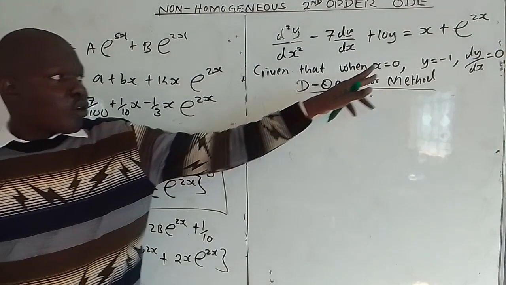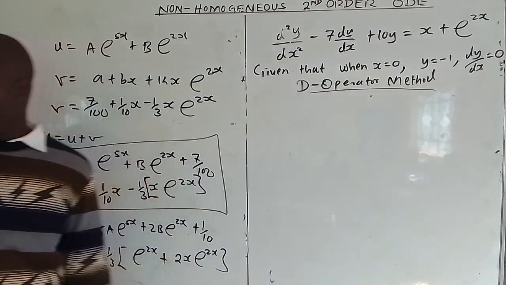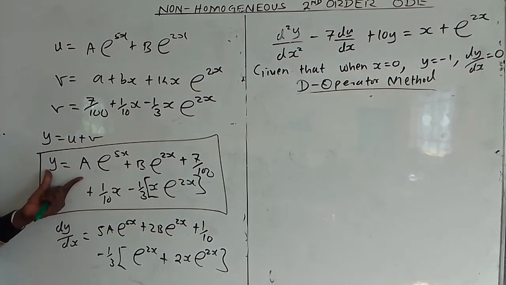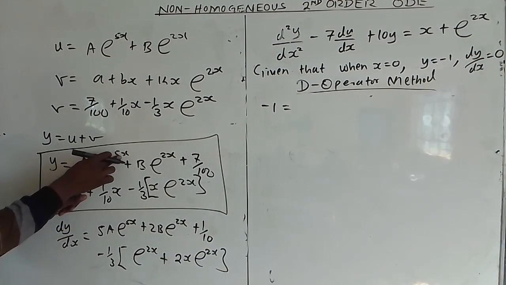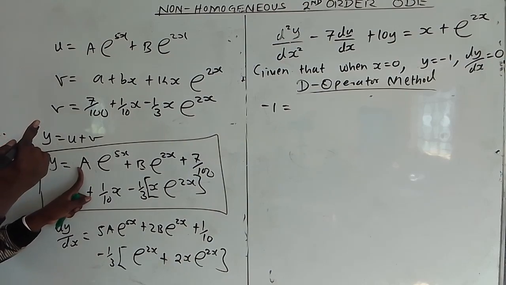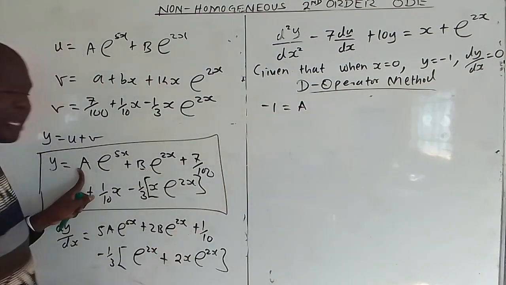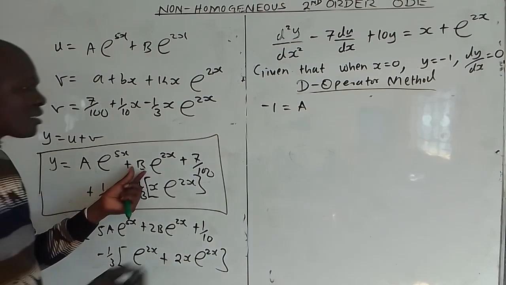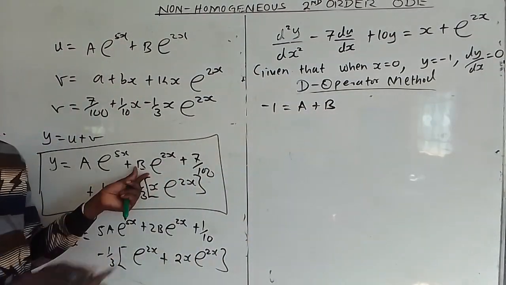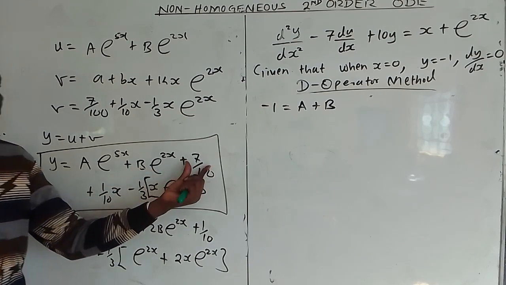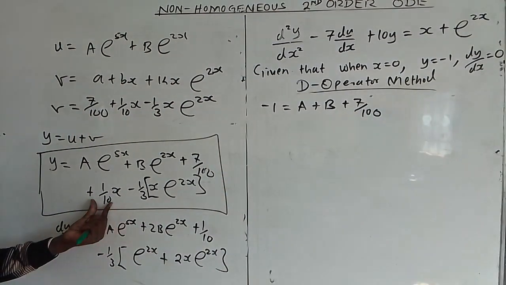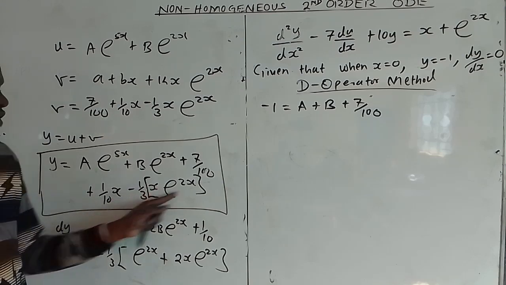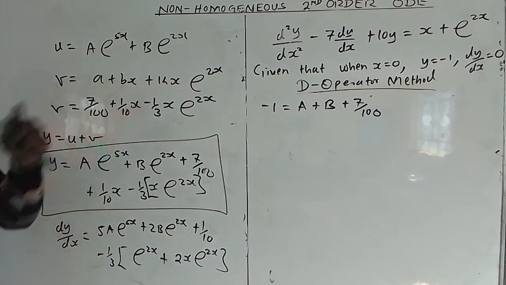After that, you go to the boundary condition. When x is 0, y is negative 1, isn't it? That is in the first equation. So where there is x, if you put 0, where there is y, you put negative 1. So you are going to get negative 1 is equals to exponential 0 is 1. Anything raised to power 0 is 1, isn't it? Here you are going to remain with a. Are we together? Then plus b, because exponential 0 is 1, isn't it? Then here plus 7 over 100. Then here, remember x is 0, meaning this one goes to 0, isn't it? Are we together? X is 0, the whole of that disappears, isn't it? So you are done with the first part.